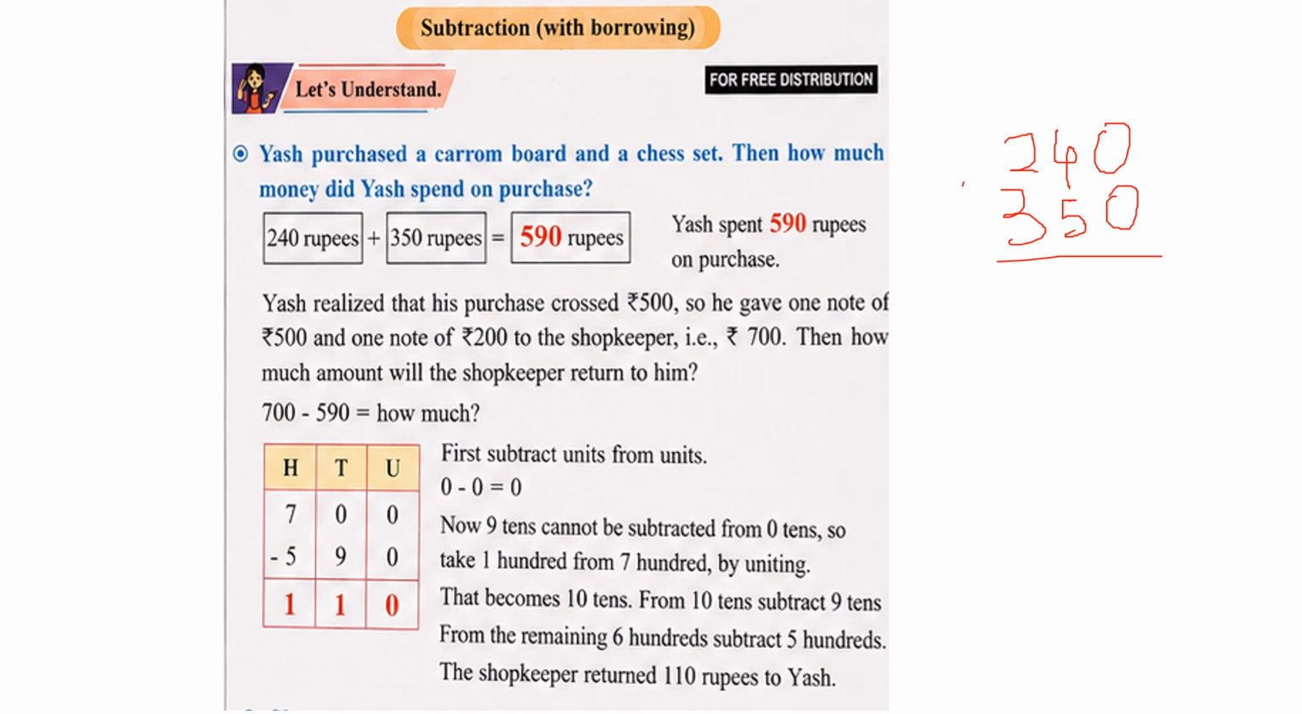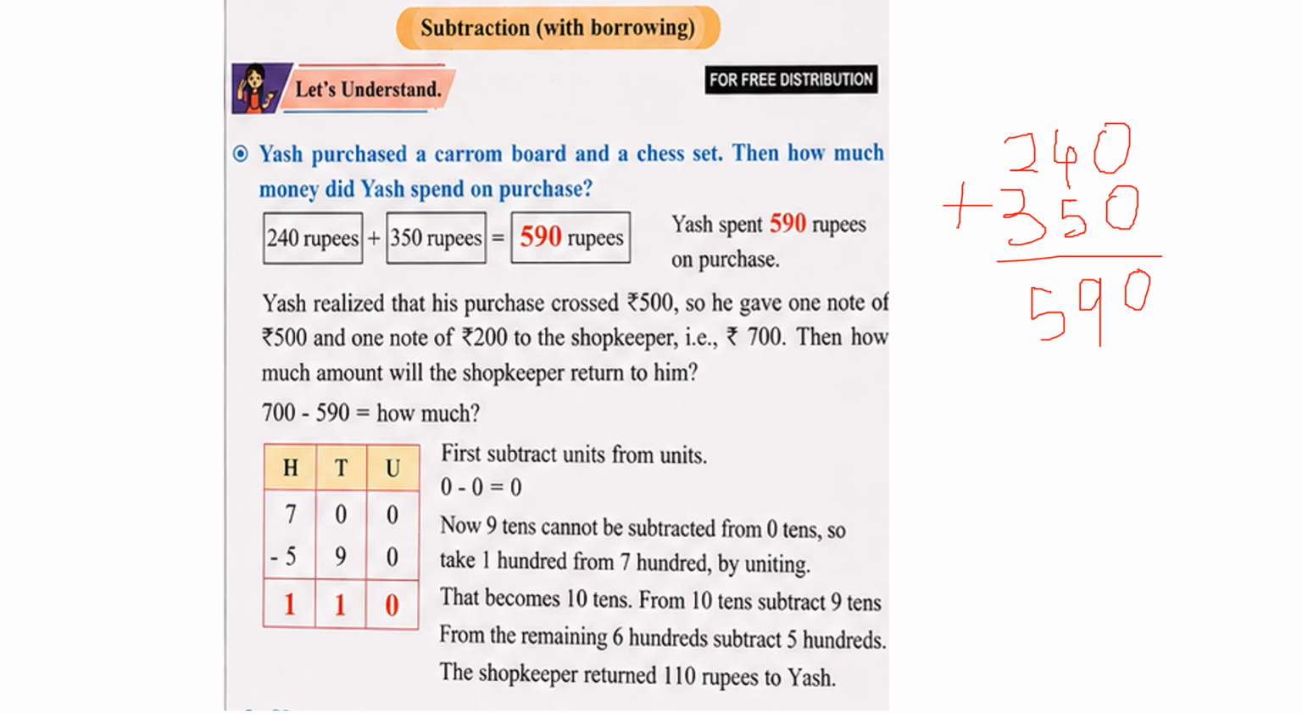Okay. So first we have got to add. So 0, 0, 0. 5 plus 4 is 9. 3 plus 2 is 5. So you got 590. Now they have told Yash realized that his purchase crossed 500. So he gave one note of 500 and another note of 200. That is 700 rupees. Now how much rupees will the shopkeeper have to return him?